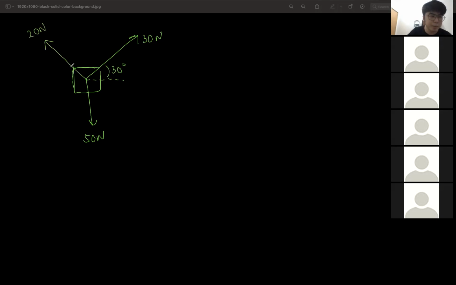Let's say you have an object here. Okay, seeing from the top, this is the top view. 50 Newton down, 30 Newton here. This is 30 degree. Another one, 20 Newton, 20 degree. I got 3 forces acting on this body.